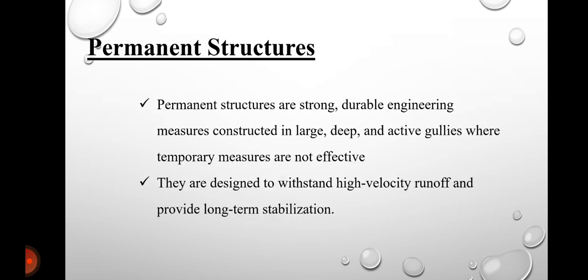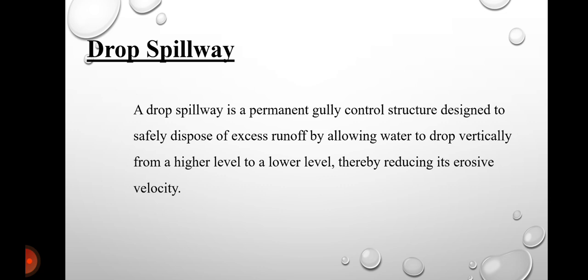So now let's take a brief note about the permanent structures. Permanent gully control structures are strong, durable structures constructed to control gully erosion for a long period. The permanent structures are strong, durable engineering measures constructed in large, deep, and active gullies where temporary measures are not effective, and they are generally used where the runoff is very high or where the temporary structures are not sufficient. They are designed to withstand high velocity runoff and provide long term stabilization.